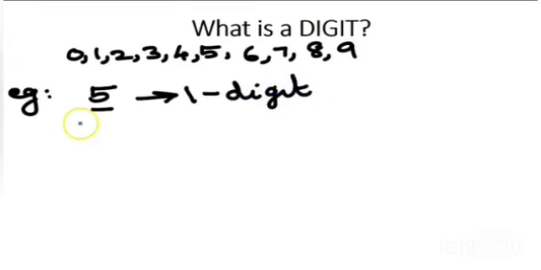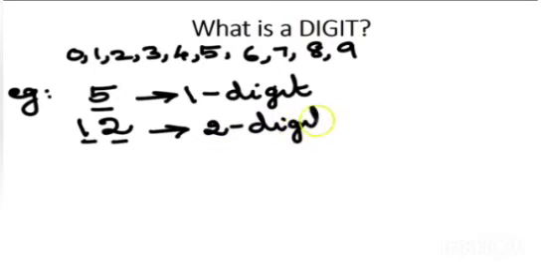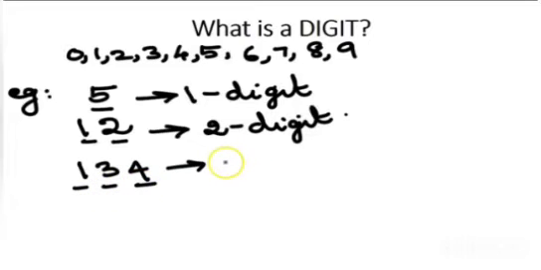Again, taking another example, 12. Here 1 and 2 combine to form the number 12. Therefore, this 12 is a two digit number. Again, taking another example, 134. Here 1, 3 and 4, that is 3 digits, combine to form this number. So this is a 3 digit number.